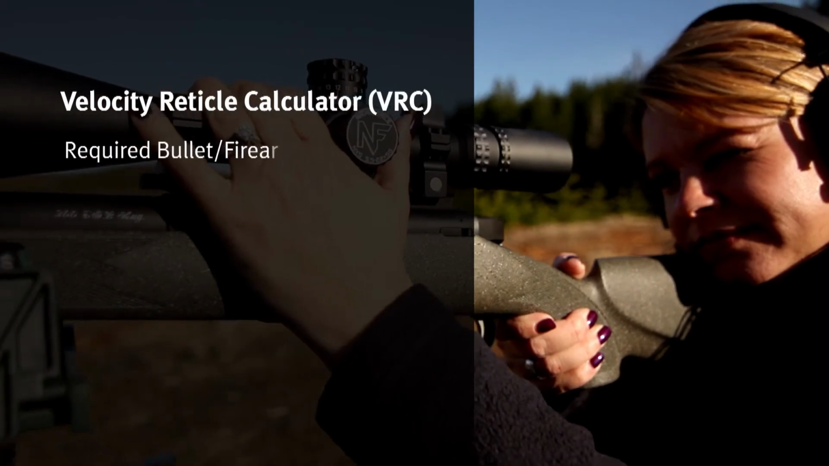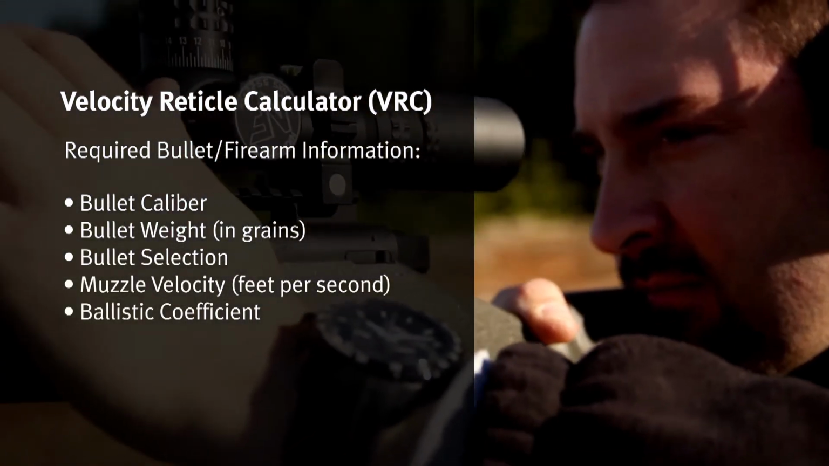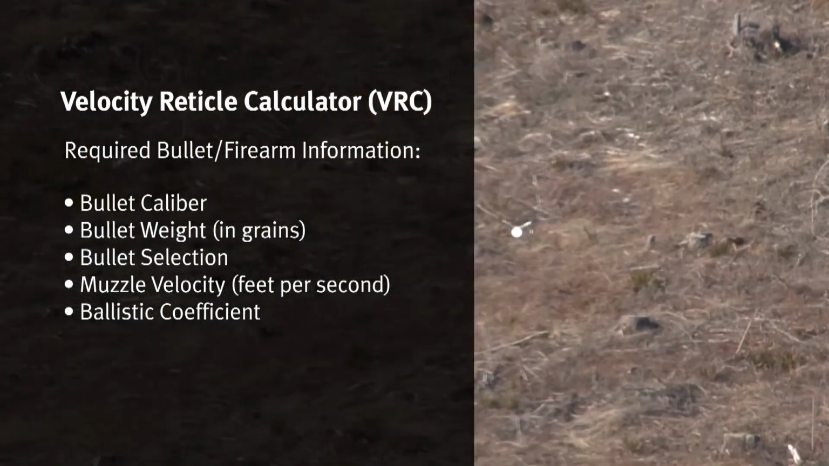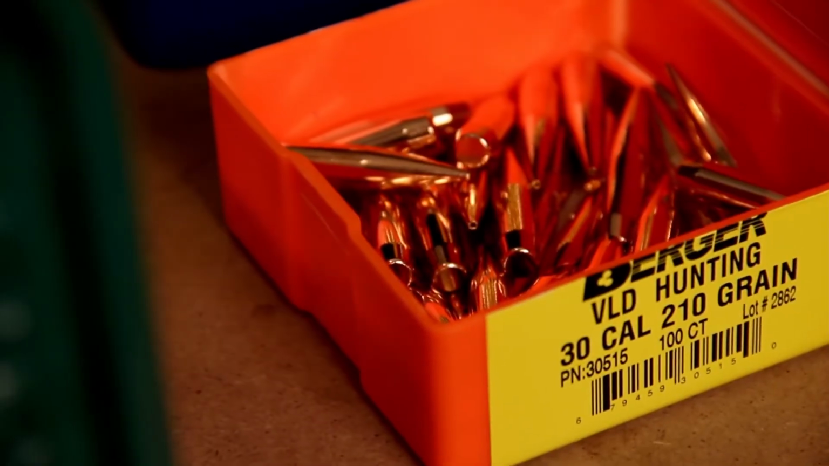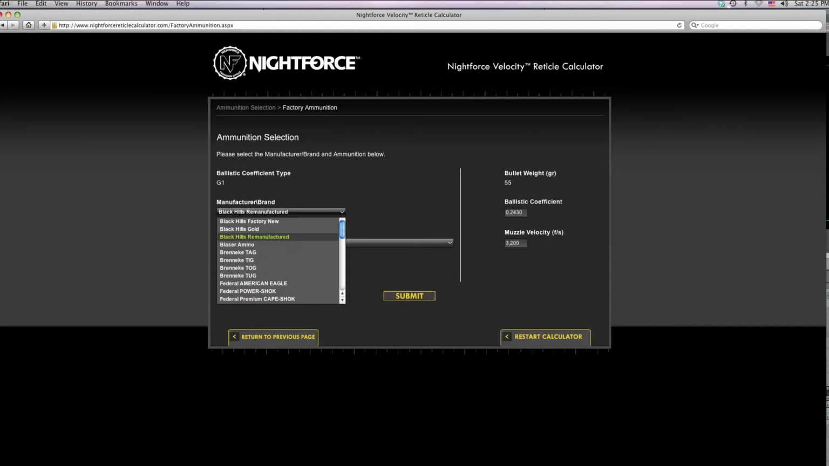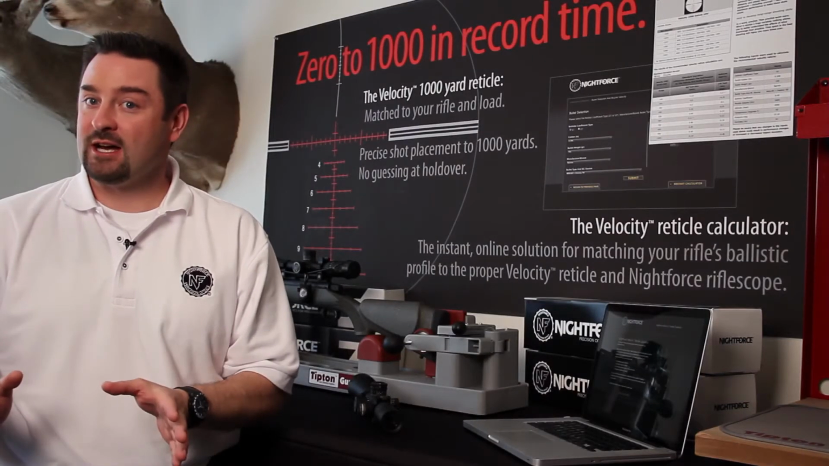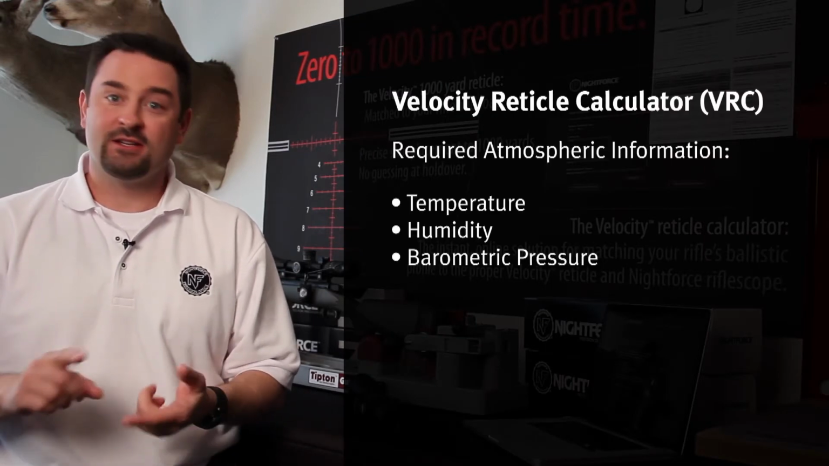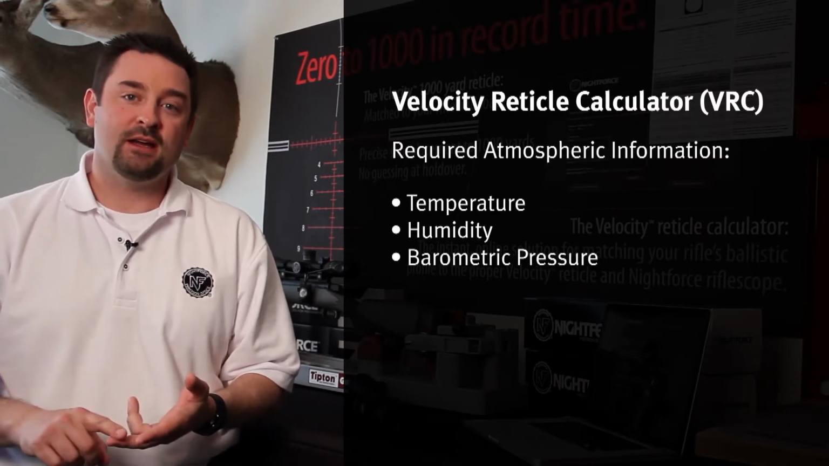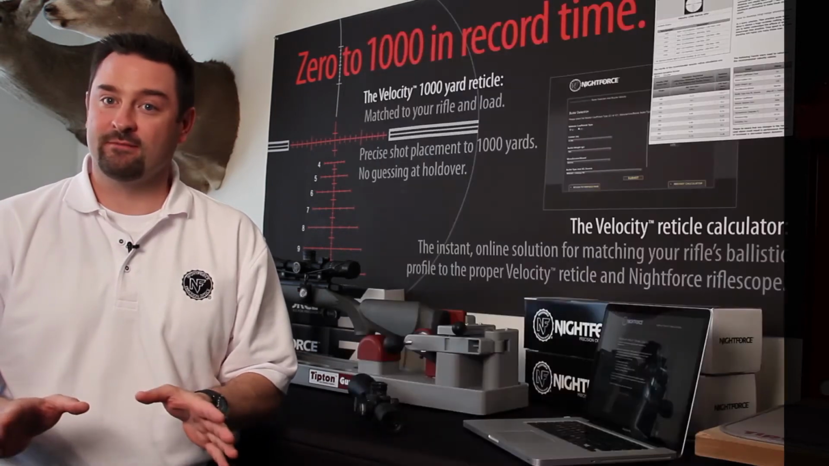First, we're going to need the rifle's caliber, the bullet weight and selection, our muzzle velocity, and the ballistic coefficient of that bullet. Now, some of that information can be found on the manufacturer's box and website, or in the Velocity Reticle Calculator's built-in library. Once you have attained that information, the last items we will need are the atmospheric conditions, consisting of temperature, humidity, and barometric pressure for the areas that you will be hunting or shooting.